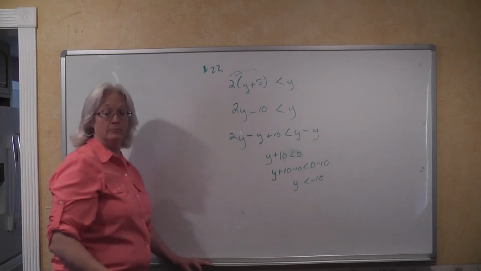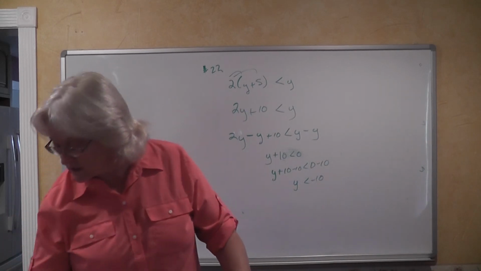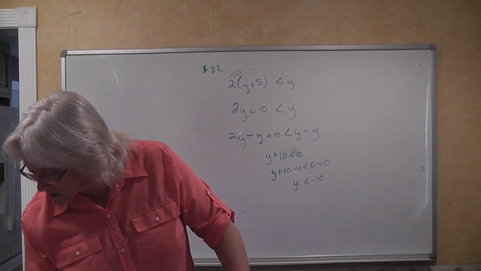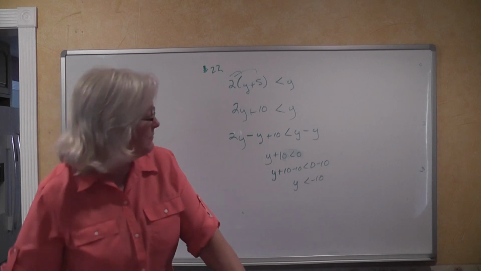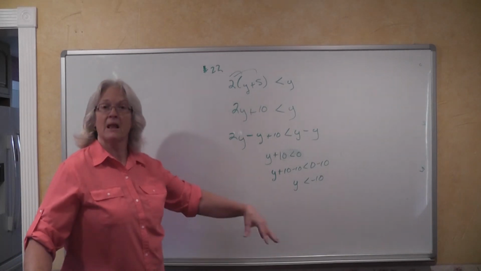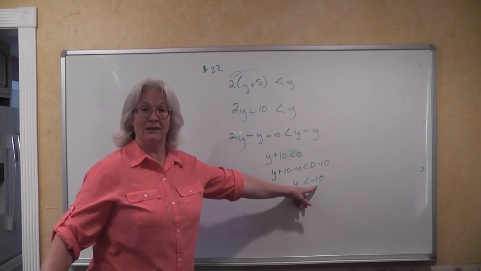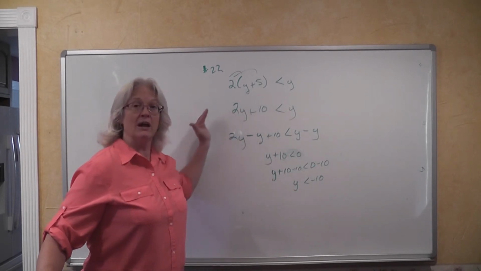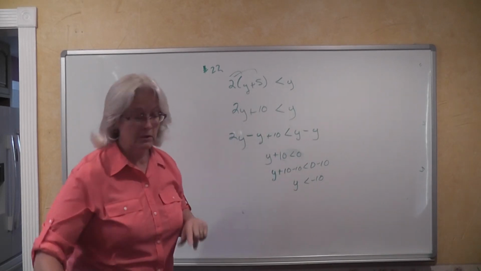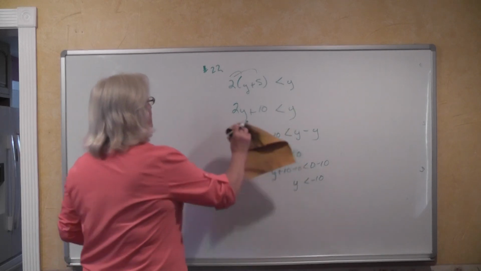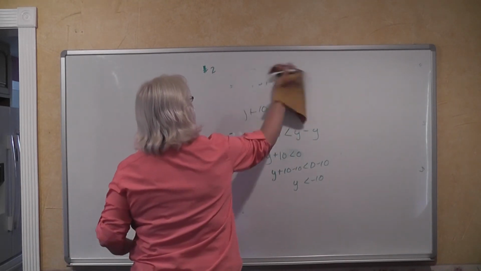negative 10. Okay, let me verify since I want to see if they're having us graph it. They're not having us graph it. How would you graph it? You would have an open circle at negative 10, and you would shade everything going to the left.